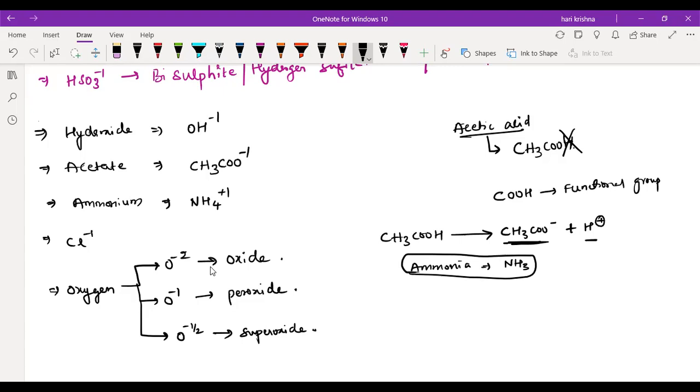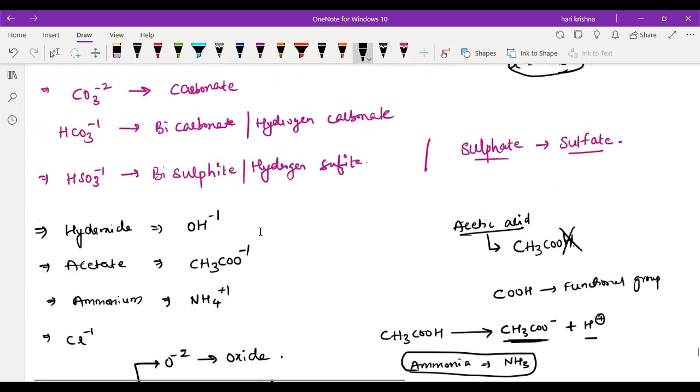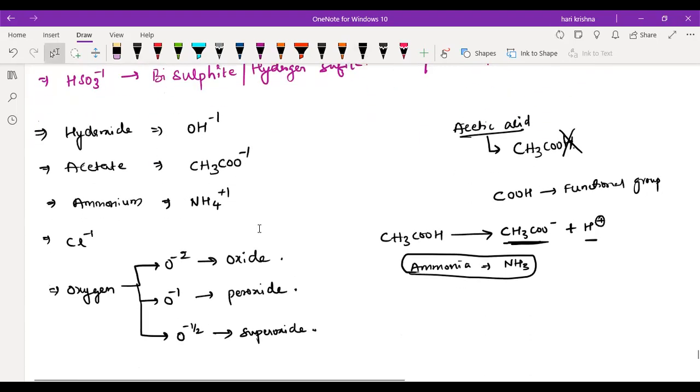Sir, can you scroll up? What is O minus 1? O minus 1 is the peroxide. Can I write it neatly? I'll write it. I'm not good in handwriting, especially on this notepad.